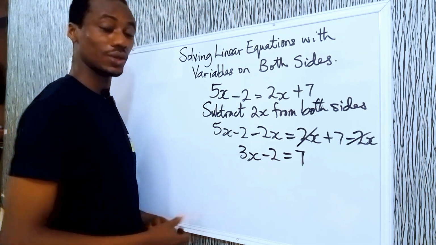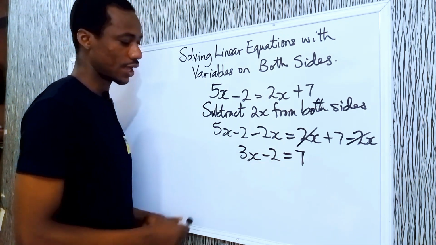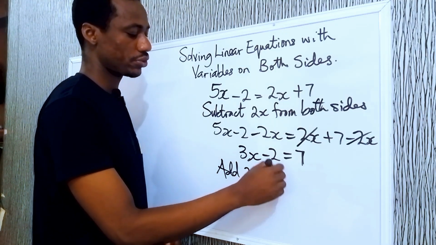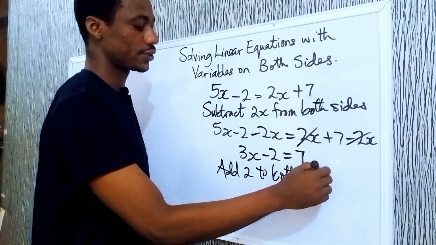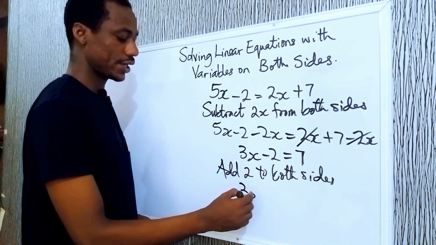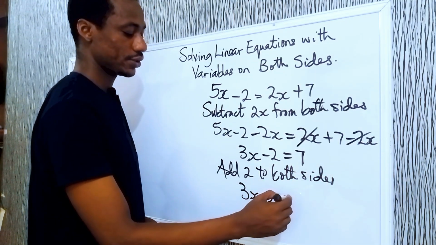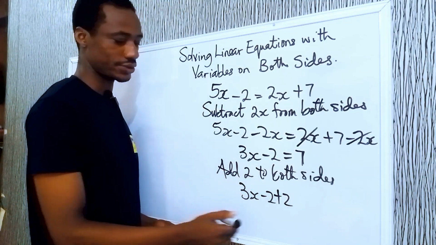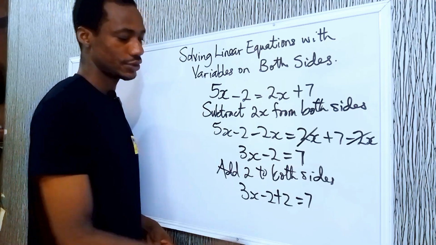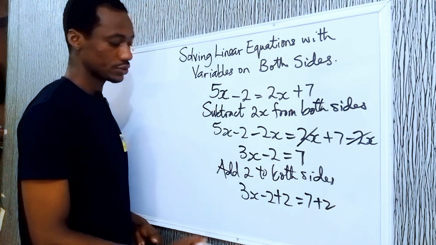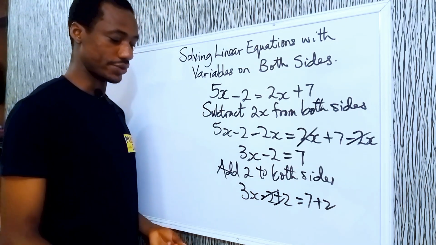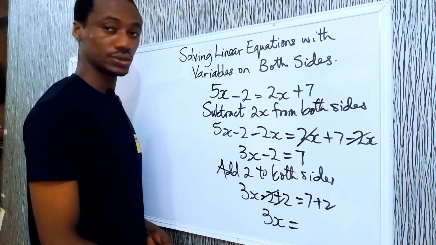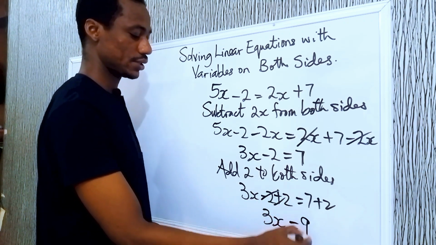For us to do that, since it's negative, we have to add 2 to both sides. So we add 2 to both sides. On this side we have 3x minus 2, we add 2, so plus 2. That's what the instructions say. And on the other side we have 7 plus 2. Minus 2 plus 2 is 0. Then we are left with 3x equals to what? 7 plus 2 is 9.